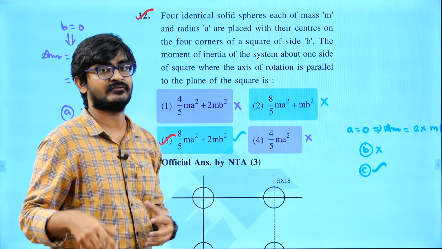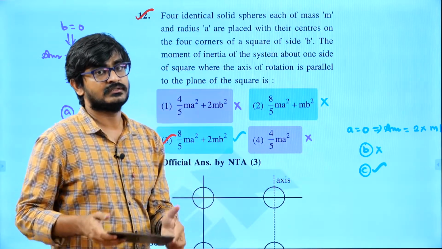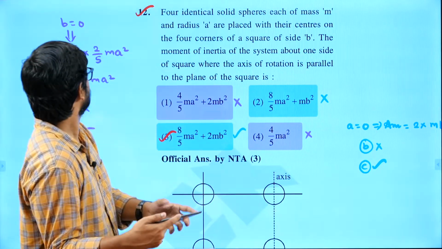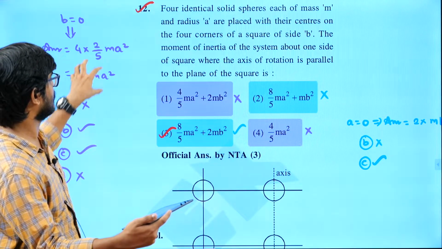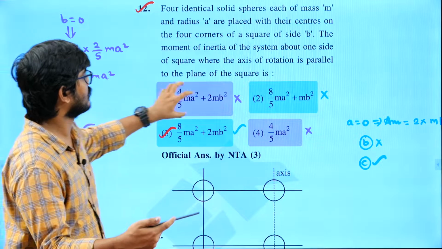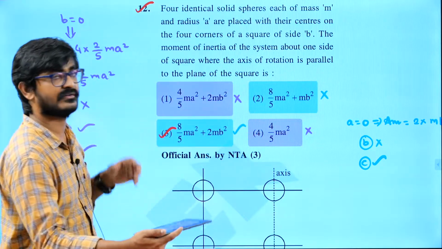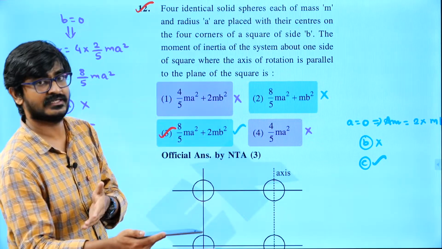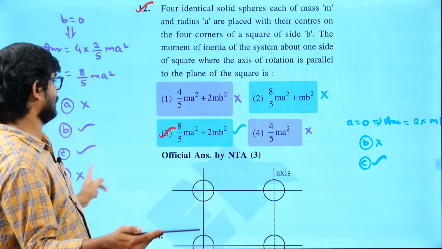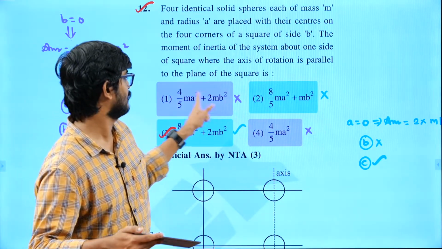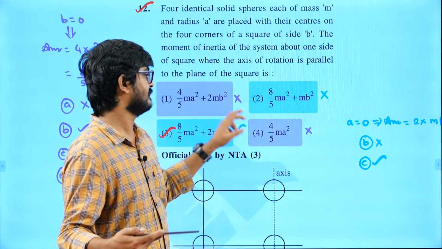So total moment of inertia will be 4 times each sphere's moment of inertia, right? So when b is tending to 0, you can see all the 4 will be coming onto one another. So total moment of inertia will become 8 by 5 ma square. Now out of 4 options, which is giving you 8 by 5 when you substitute b equal to 0? A and d won't be giving it. A and d will be giving 4 by 5 ma square. So I can eliminate these 2 options.